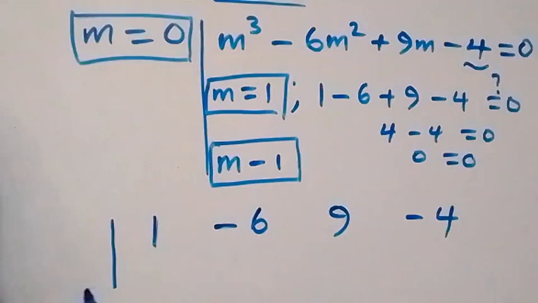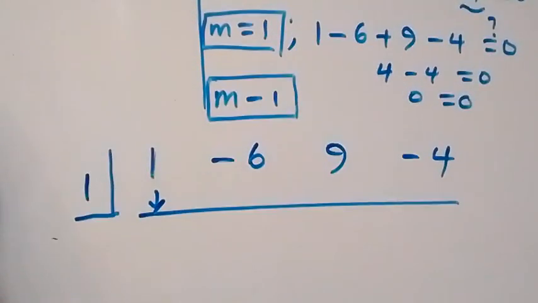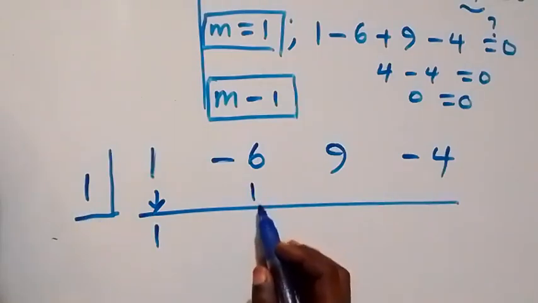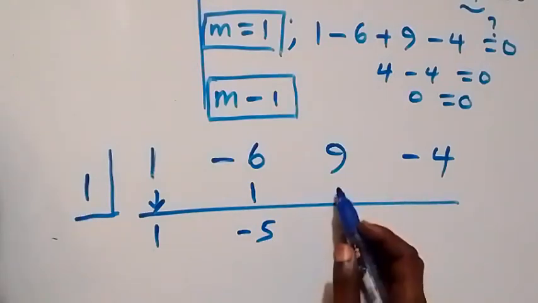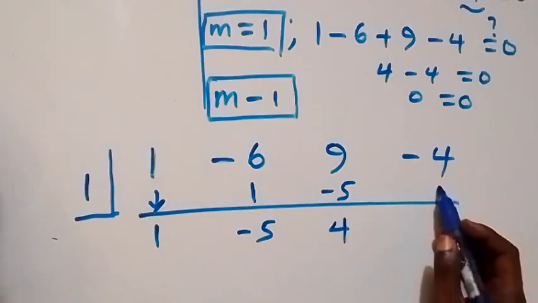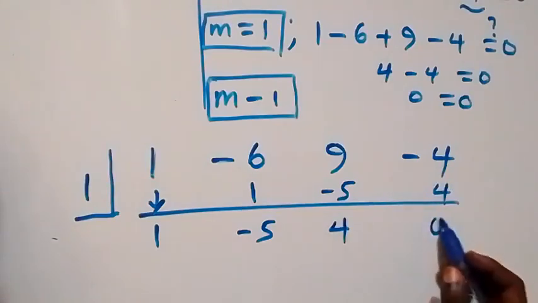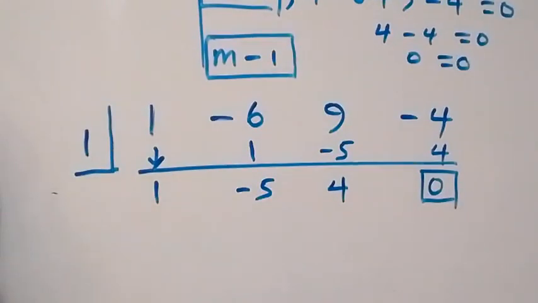That is, from what we have here, this method is called synthetic division, and we drop this one. Here, 1 times 1 is still 1. We write it here. Then we sum this up. Minus 6 plus 1, that's minus 5. Then we multiply again. 1 times minus 5 is minus 5. Also, we add it again. Then minus 5 here, that's 4. Then 1 times 4, we write it here, that's 4. We sum this again, that's 0. So this remainder confirms that 1 is a root.